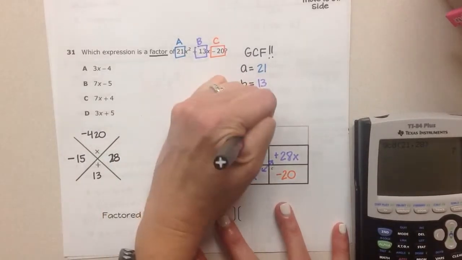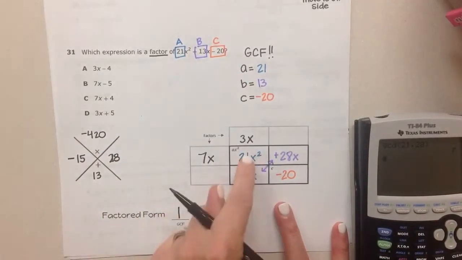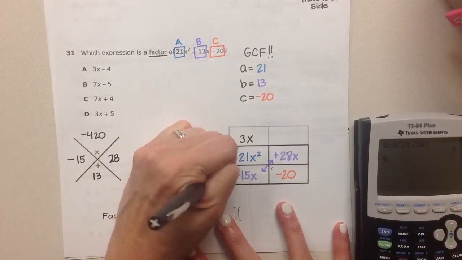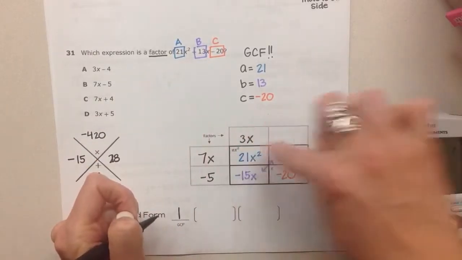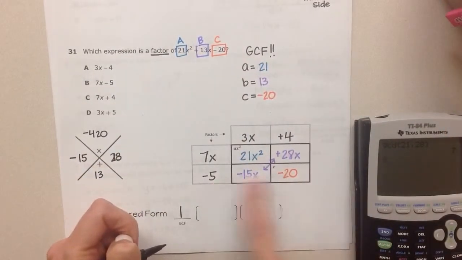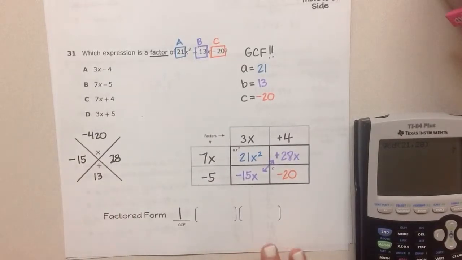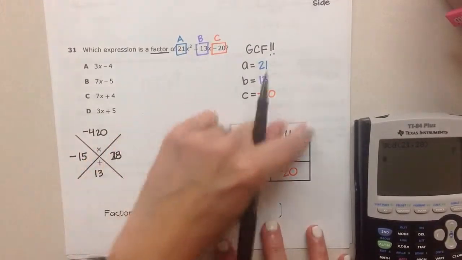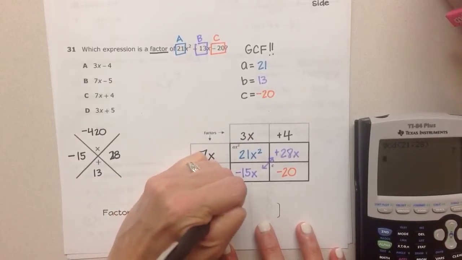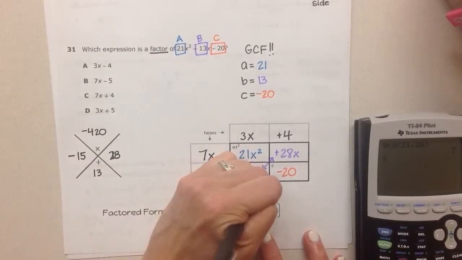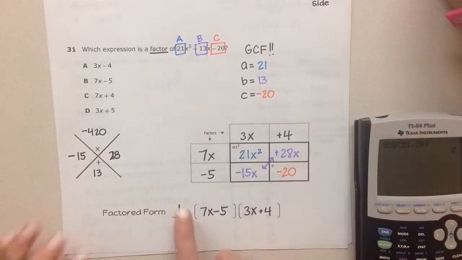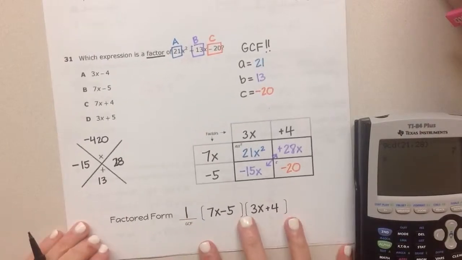And now 3x times 7x will give me 21x squared. 3x times what will give me a negative 15x? That would be a negative 5. What times 7x will give me 28x? That would be a 4. And 4 times the negative 5 will get me a negative 20. So my factors now are what's on the outside and the top of my boxes. So I have 7x minus 5 and then 3x plus 4. Those are my factors. I'm not going to see that GCF of 1 in my final answer.